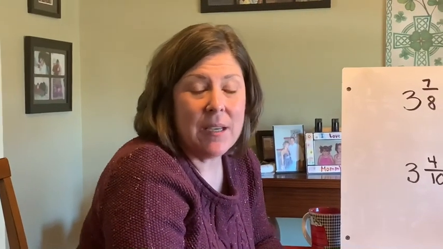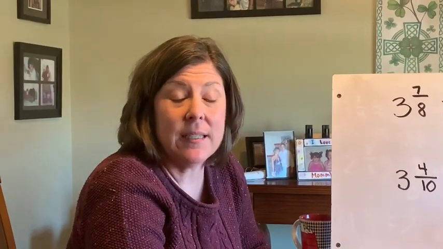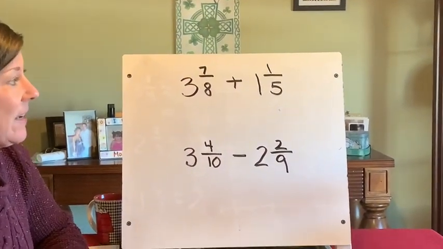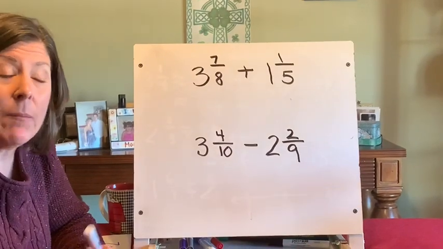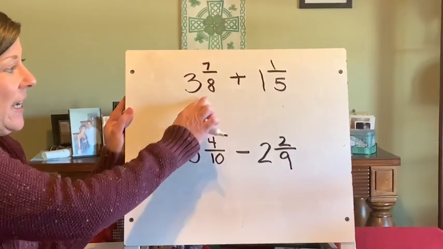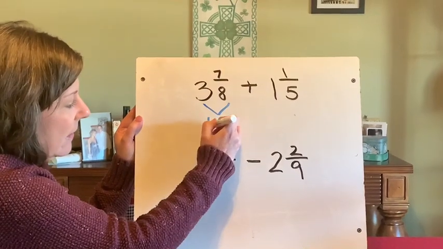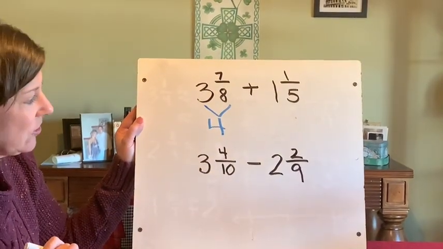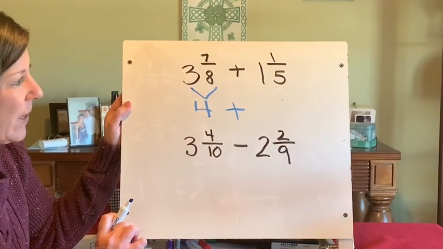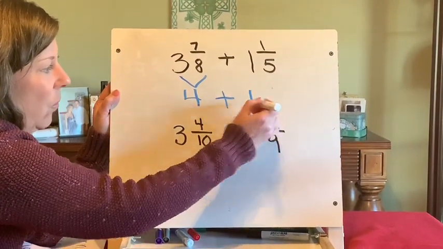Now that we have done some estimating of our mixed numbers and fractions, let's actually do that with finding sums and differences as well. So take a look at this example, 3 7/8 plus 1 1/5. I'm going to estimate my answer. So 3 7/8, I know that 7/8 is very close to having the whole thing. So 3 7/8 is going to estimate to 4, plus 1 1/5. Well, I know if I have 1/5, I don't have much of it. So estimating 1 1/5 to 1.